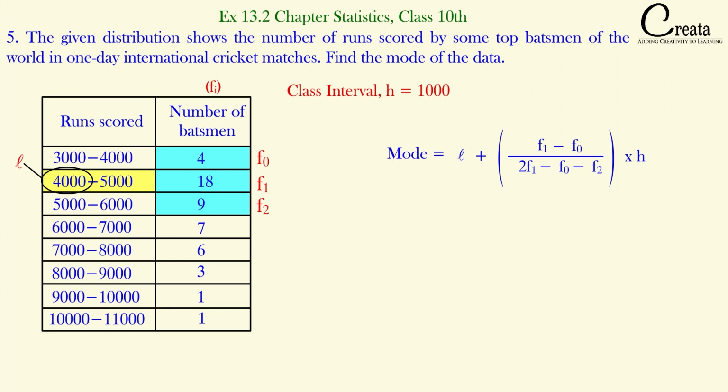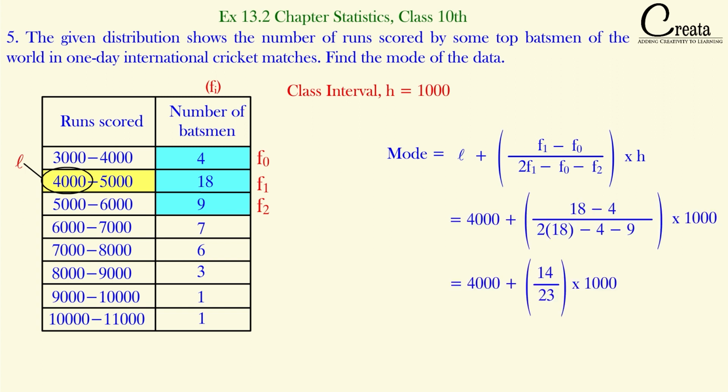We got all the values. We can directly put them into the formula. Let's put them in and solve it. On solving, we got the mode as 4608.69. That is the answer.